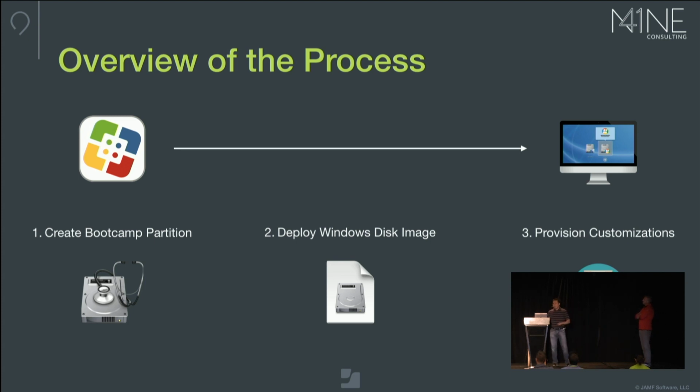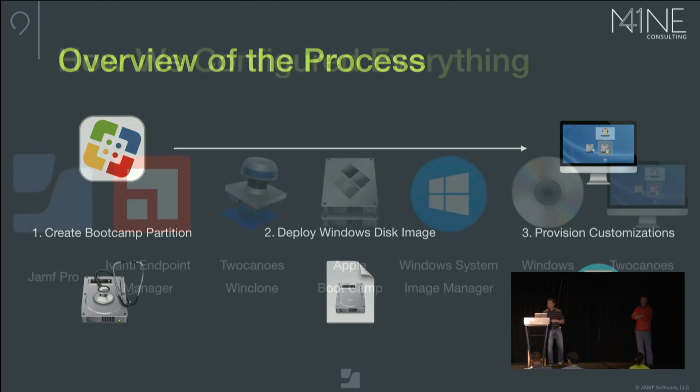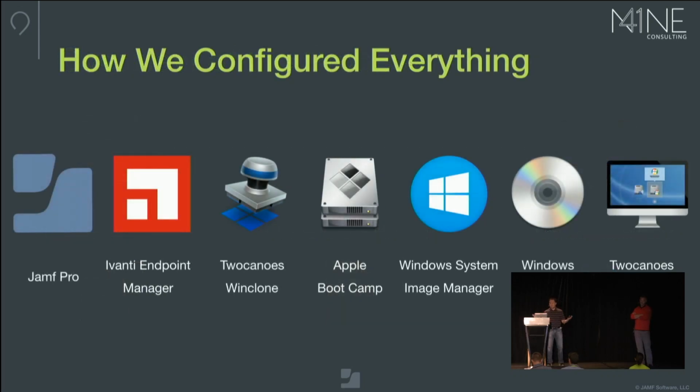So what did we do? We created a Bootcamp partition, copied data to it. That's deploying that disk image. And then we added provisioning customizations. So let's keep going here. How did we configure all this? These are the tools that we used. Again, we are among experts. I understand there are different ways to do this. These are the tools that we used at the time.